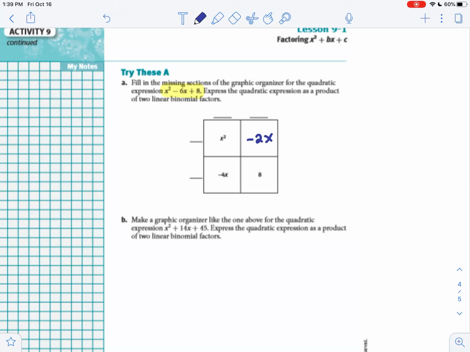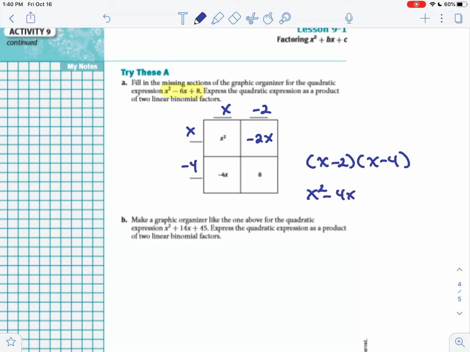And so we're going to end up using, they already gave us negative 4x, this is going to have to be negative 2x. And then we'll be able to multiply to 8 and add to negative 6. So we get across the top, x minus 2. And then on the bottom, we're going to get x minus 4.